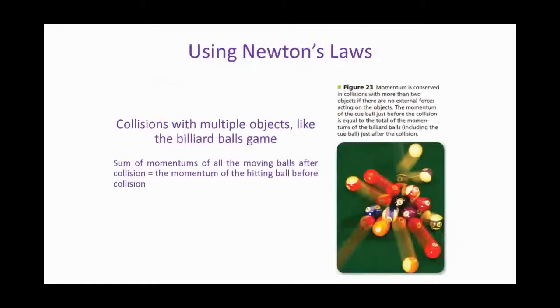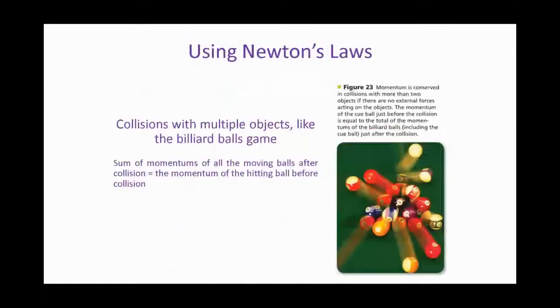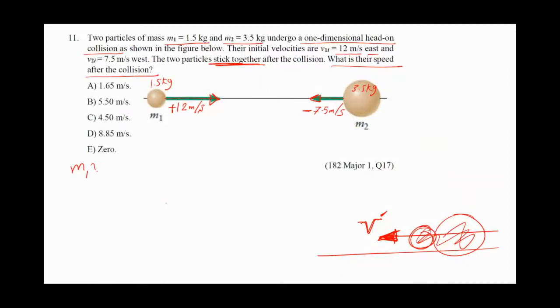I will apply the conservation of momentum. I will apply this equation. Total momentum equals total momentum. The mass M1 times velocity V1 plus mass M2 times velocity V2 equals the same after collision: M1 times V prime plus M2 times V prime. They have the same velocity after. The first mass is 1.5 kilogram. The first velocity is 12, positive. Plus the second mass is 3.5 kilogram. The second velocity is negative 7.5, to the west.